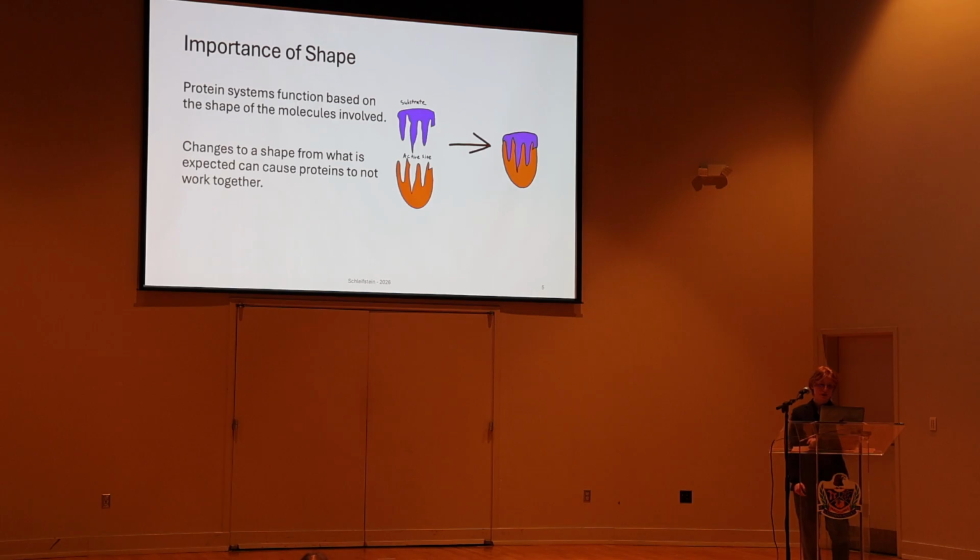So now, the importance of shape. Shape is a very important part of this project, as fractals are a kind of shape, and protein systems all function via shape. As you can see in that image, the active site and the substrate have the same shape, and that's why they're able to interact. If one of these changed shape slightly, they would not be able to fit together like this and would not be able to interact anymore.